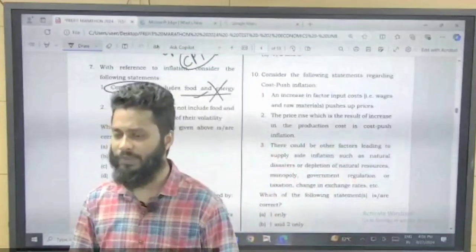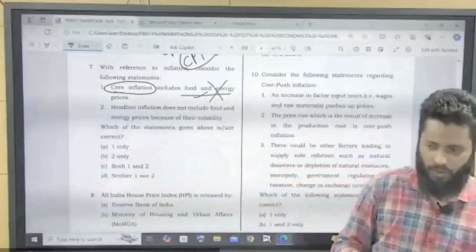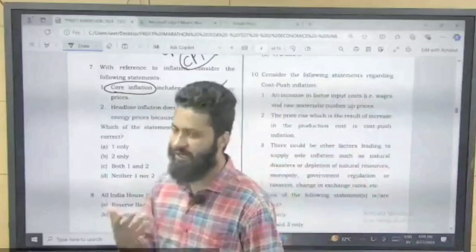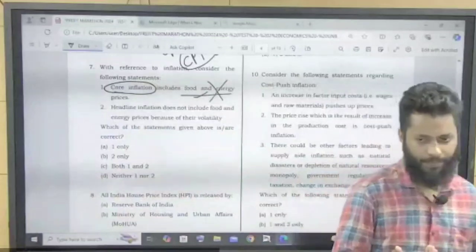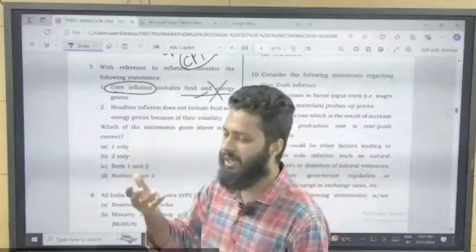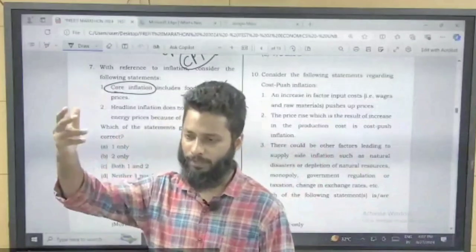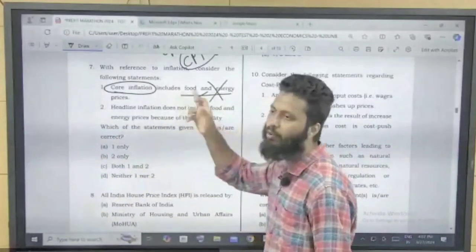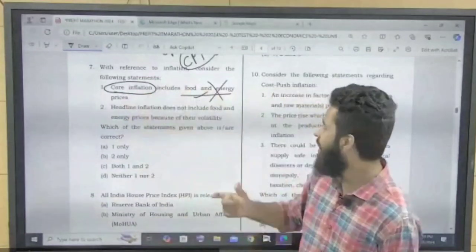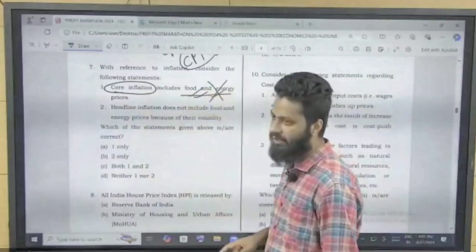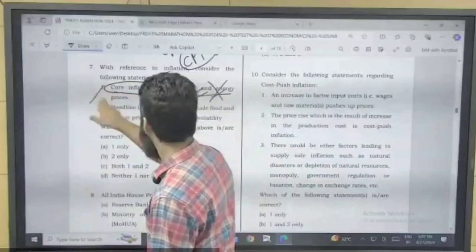If there is a shortage of food, if agriculture is monsoon dependent and monsoon is not adequate, then your food prices will increase, right? Similarly, that goes with energy, that is oil prices. If oil prices increase suddenly, for example, war is happening between two countries and the oil prices shoot up. So they are volatile. So we don't consider this in core inflation. While we calculate core inflation, we exclude food and energy prices. So this statement is incorrect.